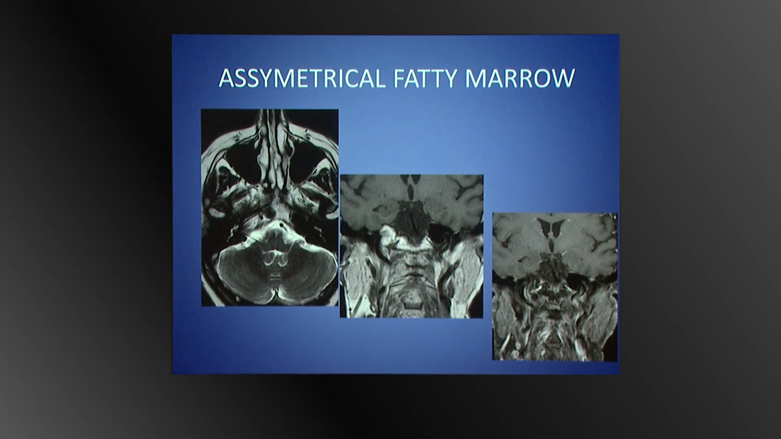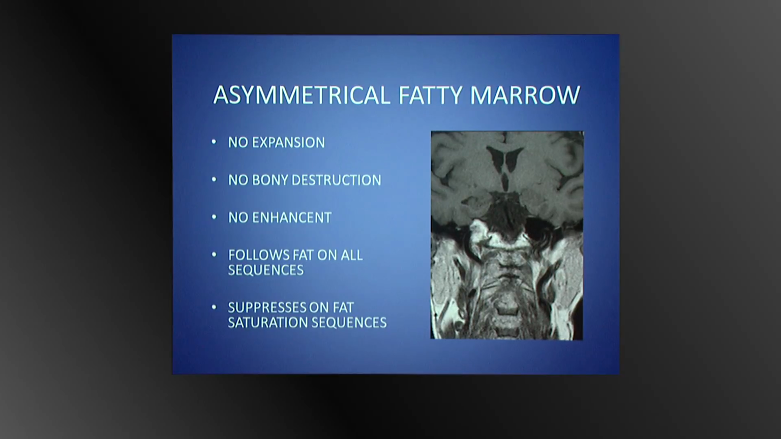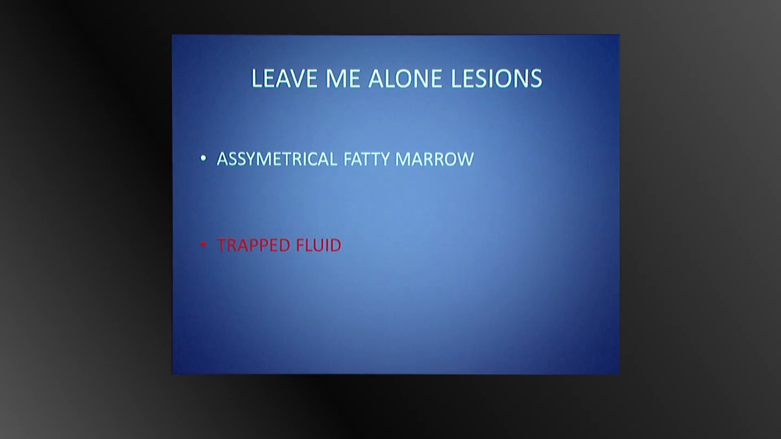To make it even easier, obviously the signal is going to follow fat on all sequences, and you can see the T1, T2, T1 sequences, and if there's any doubt, just employ MR with a fat saturated sequence. But in the modern world, this used to be more of a problem, I think, a few years ago, but certainly modern MR imaging and greater awareness, it's not so much a problem anymore. But to ram home the important bits, for asymmetrical fatty marrow, there's no expansion, there's no destruction, and there's no enhancement. Remember, it follows fat on all sequences and suppresses on the fat saturation sequencing.